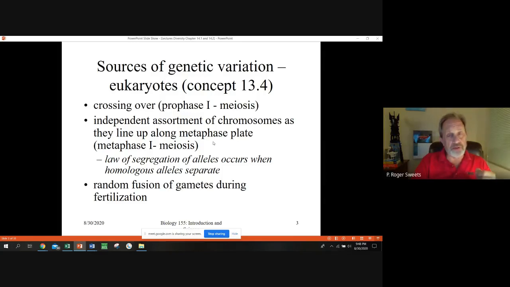The second is the independent assortment of chromosomes as they line up along the metaphase plate. Remember, Dr. Stemke probably described that. In fact, that was something Mendel himself discovered, even though he didn't know anything about genes or chromosomes or things of that nature. That independent assortment in metaphase I of meiosis is what he called the law of segregation. In our terminology, it's a law of segregation of alleles that occurs when homologous alleles separate. And then, of course, when mating occurs, there's a random fusion of whatever gametes are involved during fertilization.